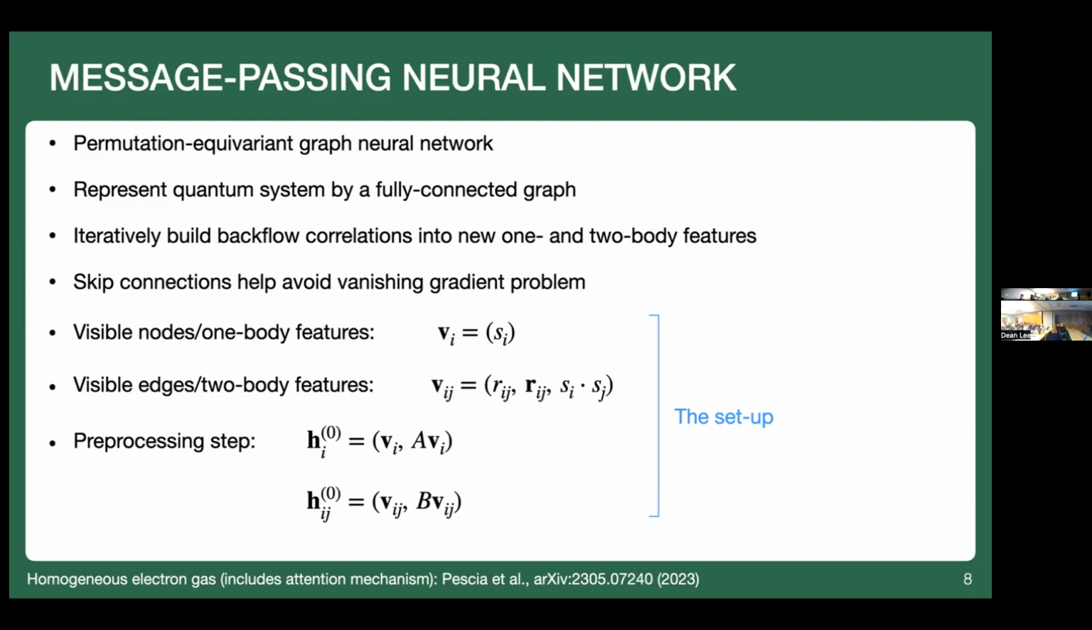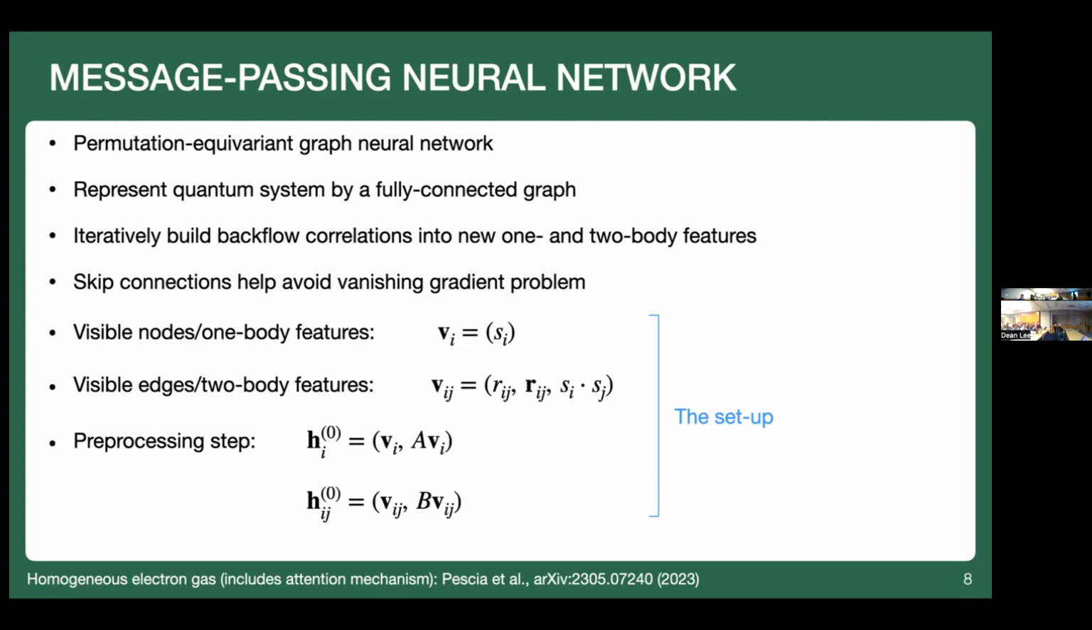And here's the setup. We have two different streams of information corresponding to one-body and two-body features. And so for the visible nodes, we include just the spins. We don't include the positions right here because we want to constrain translation invariance. And then for the edges, we include periodic versions of the distances, the separation vectors, and then the products of the spins. And then we do one very minor pre-processing step. This is mostly to get all of the hidden vectors to have the same dimension. This is probably not necessary.